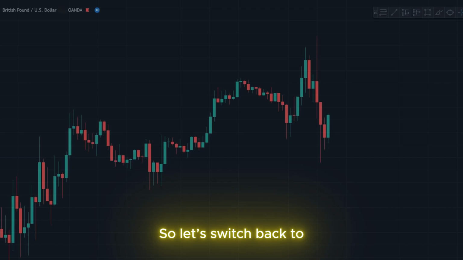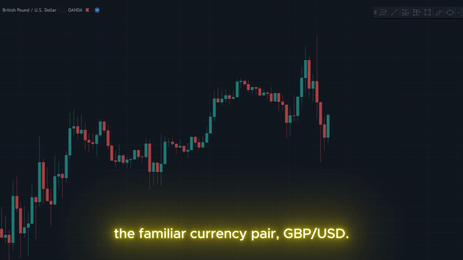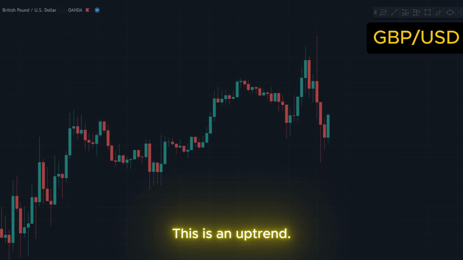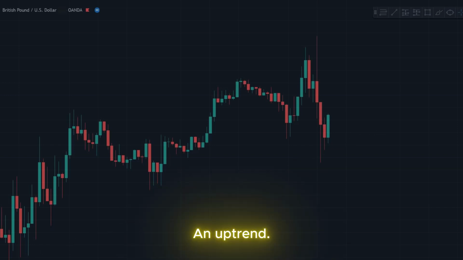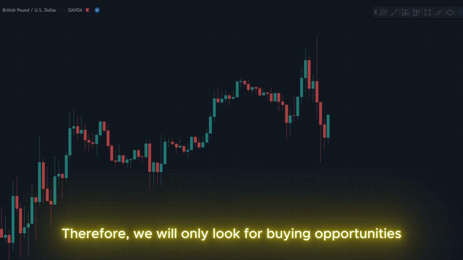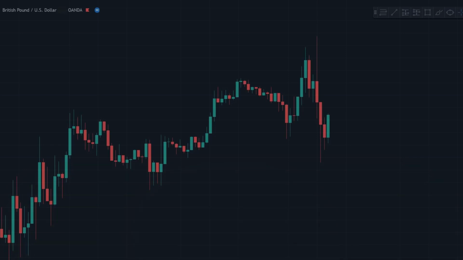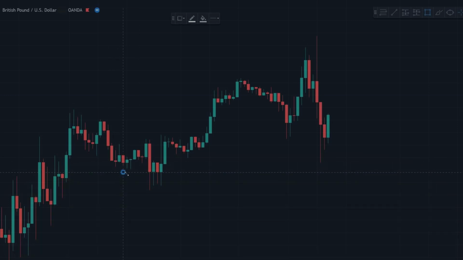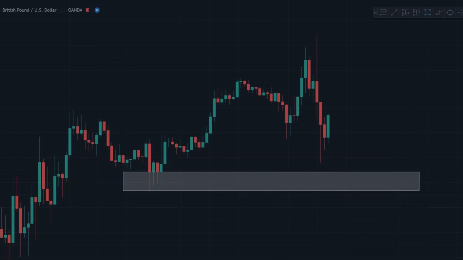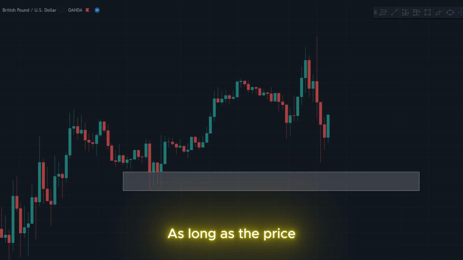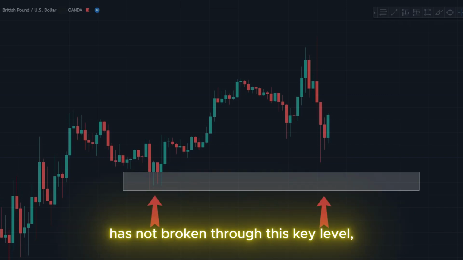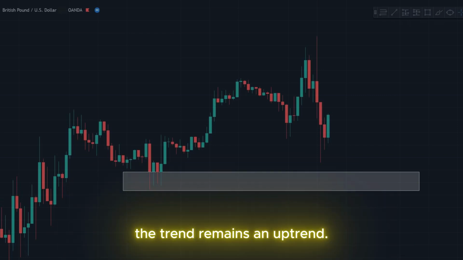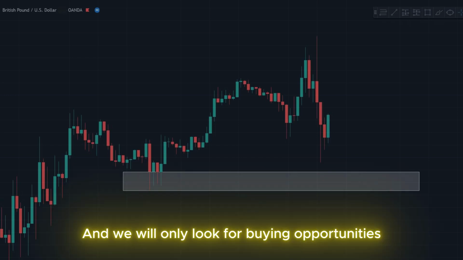So let's switch back to the familiar currency pair, pound sterling to US dollar. This is an uptrend. An uptrend, therefore, we will only look for buying opportunities. In this case, and the first step, we still need to identify the key level of significance. This is the key level of significance. As long as the price has not broken through this key level, the trend remains an uptrend. And we will only look for buying opportunities.